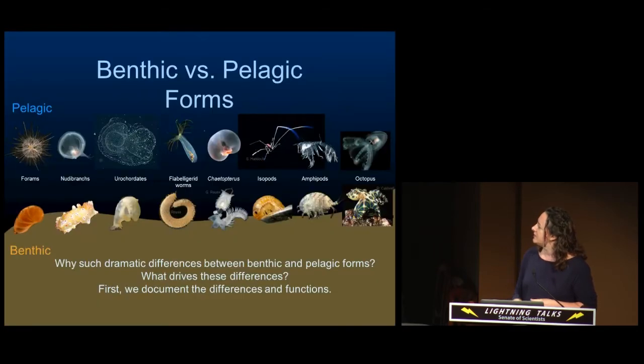And if we extend this comparison a little bit further into other animal groups, most animal groups have some sort of pelagic examples. There's only about 3 phyla that don't. What we find is that those dramatic differences in morphology or in form extend to all of these other groups. So I'm interested in why we find those differences. What is driving those changes? And to start getting at that question, we first have to document the differences in the functions because we know very little about the animals that live out here.